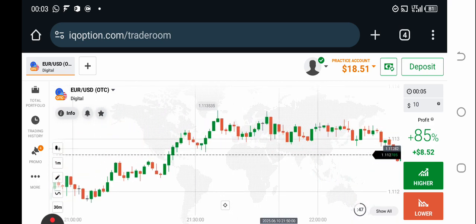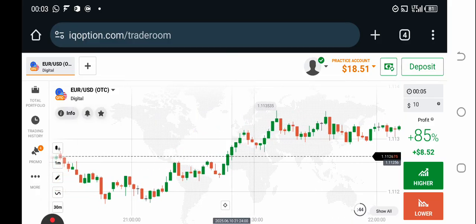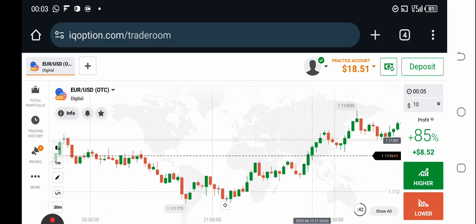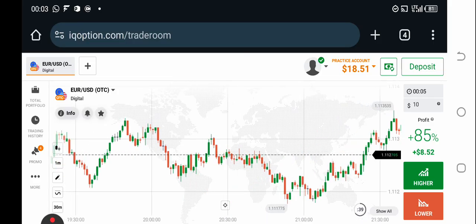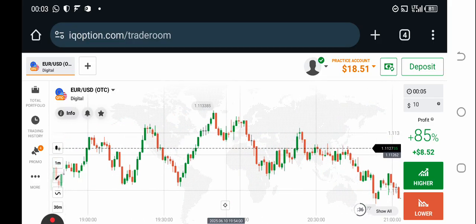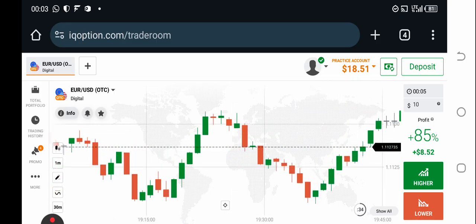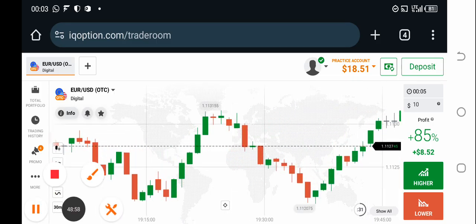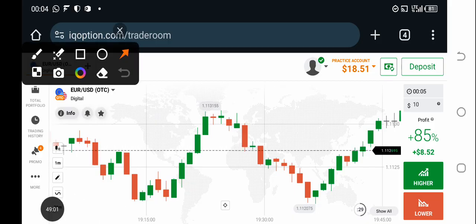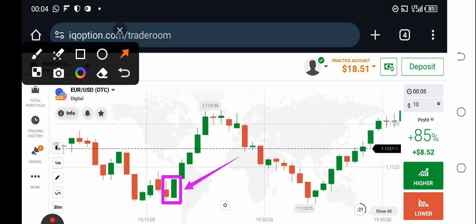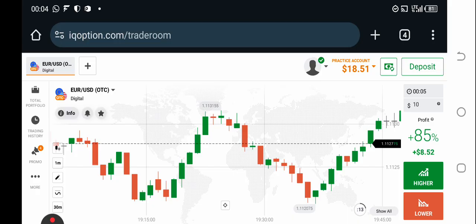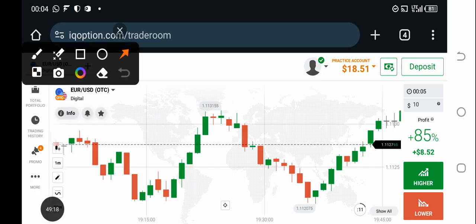Let me look for a perfect engulfing candlestick in a downtrend. Now this is an engulfing candle. Let me show you. The green candle totally covers the previous red candlestick. So that is an engulfing candle in a downtrend, indicating the market wants to go up, and you can see the market goes up.